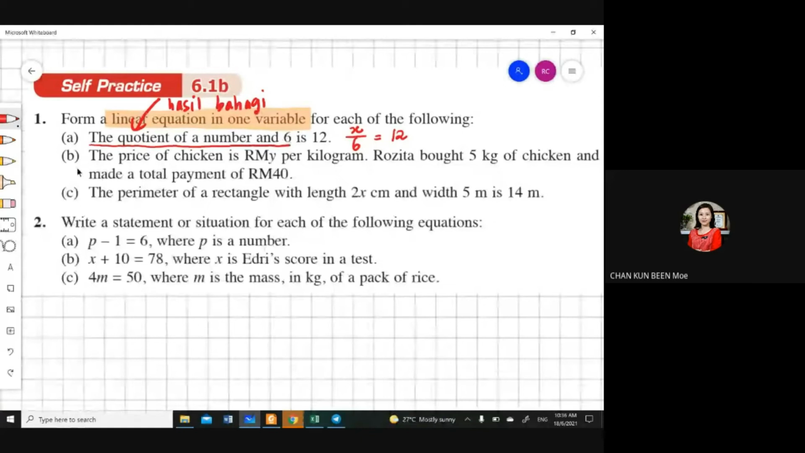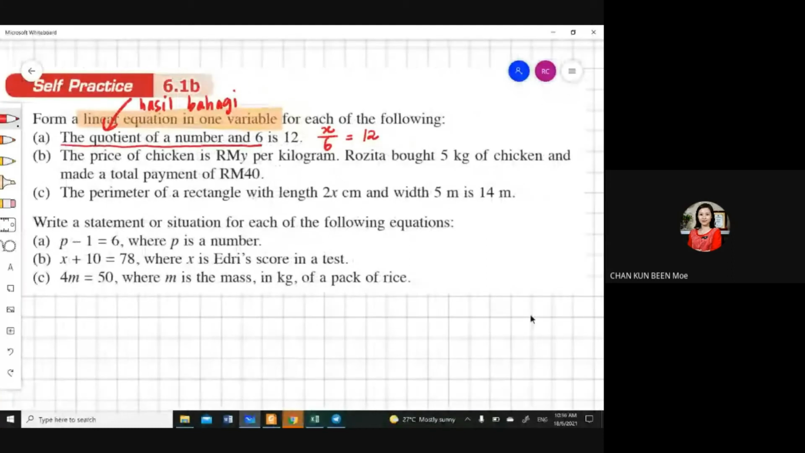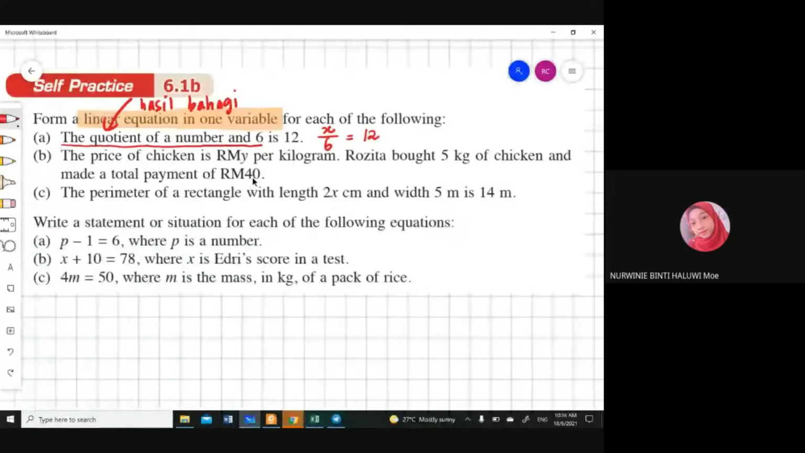Okay, now B. The price of chicken is RMy per kilogram. You imagine, Rosita bought 5 kilogram of chicken and made a total payment of RM40. Okay, so this one is simple. How many kilogram of chicken did she buy? 5 kilogram. And then the price is RMy. So it will be 5y. The total payment is equal to 40. 5y equals 40. Okay?